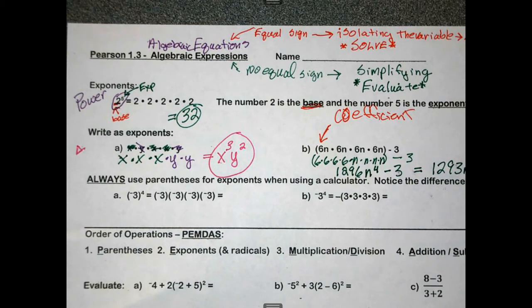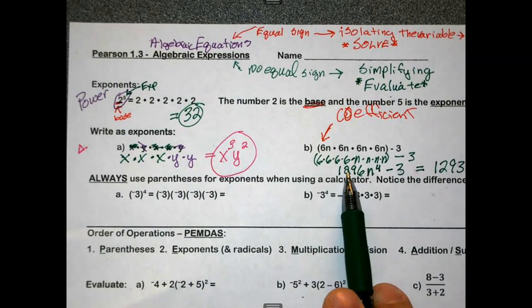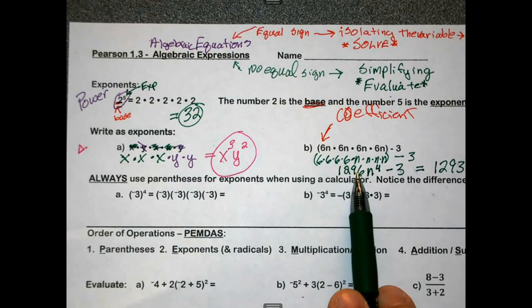I'm going to go on. Wow, you guys are gullible. So gullible, man. You know why? Because you haven't done math for 2 months. Can I take 1296 n to the 4th and minus 3?